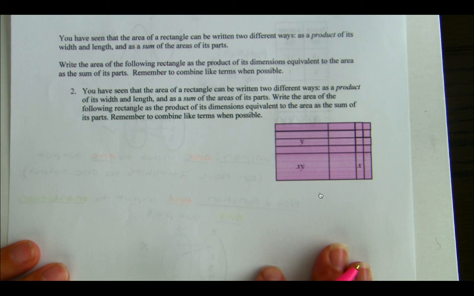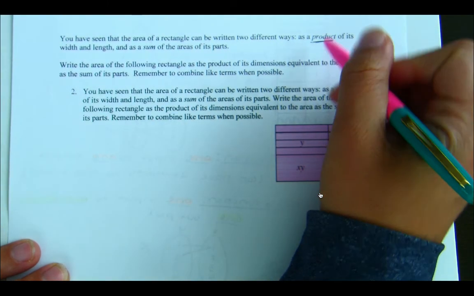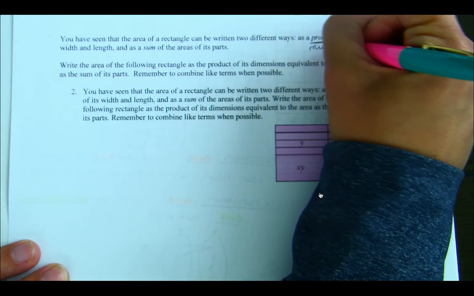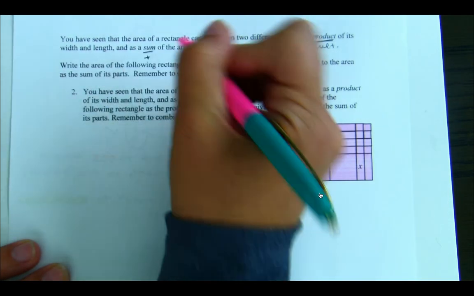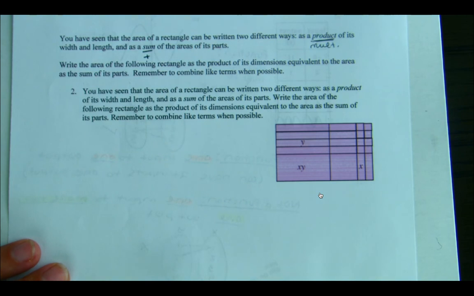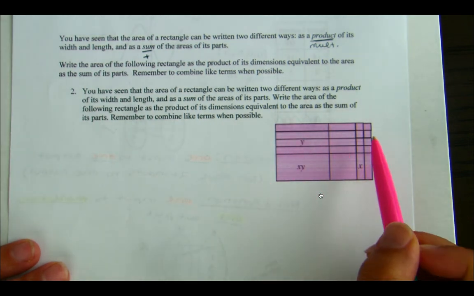In this video, we are going to be looking at using algebra tiles to express the area of a rectangle, but we're also going to be looking at it in two different ways: as a product, which is multiplication, and as a sum, which is addition. So we're going to be trying to look at it in two different ways, and we're going to use algebra tiles to express it. So in this instance, you can notice that this is the rectangle that I am given.